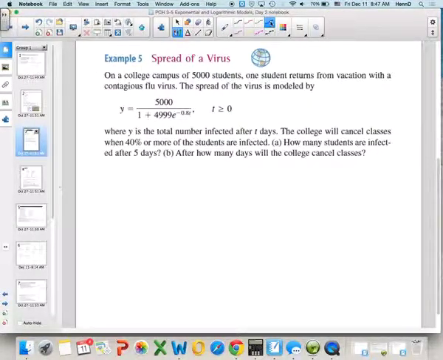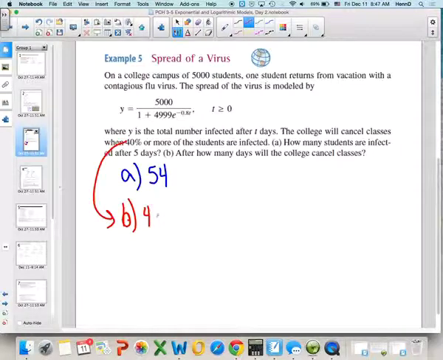So part A, we've got 54 people sick. Now question, if the school is going to cancel classes once 40% of the people are sick, how many people do we need to get sick? 2,000 out of the 5,000. So plug that in for y. For B, 40% is 2,000 students.